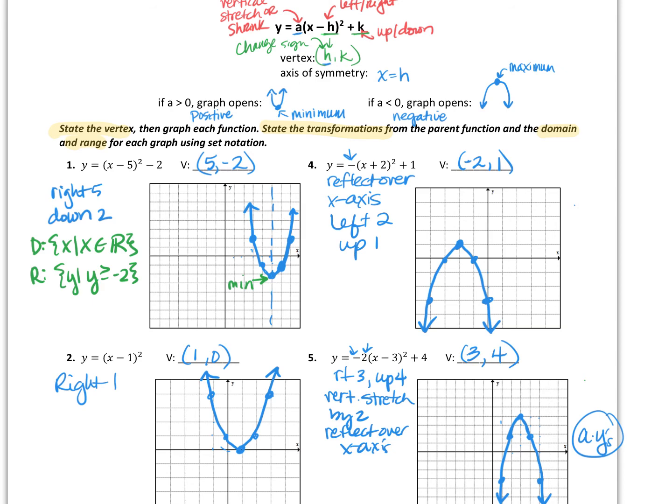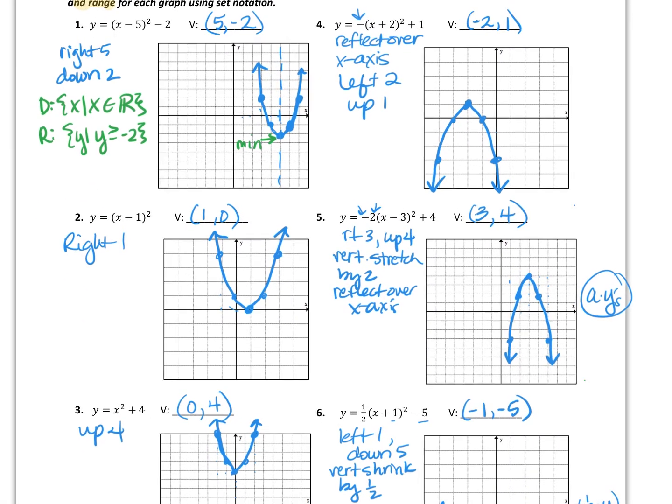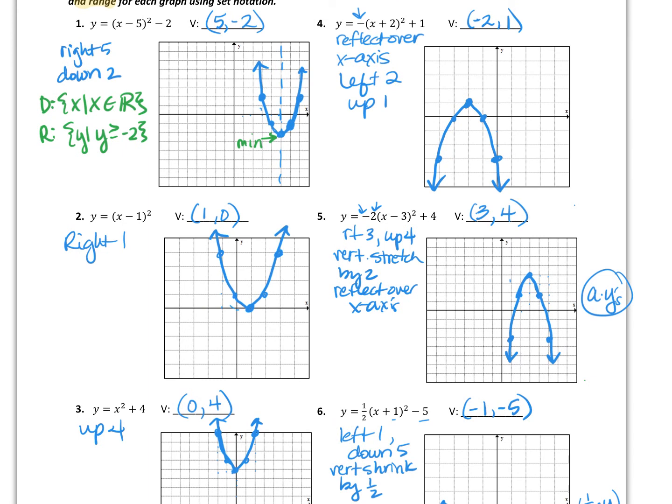Let's try number 2. My domain and range. Okay, my domain, thankfully, parabolas have no restrictions on domain. So x such that x is an element of all real numbers. Range, where's the lowest value? It's at 0. So y, such that y is greater than or equal to 0.